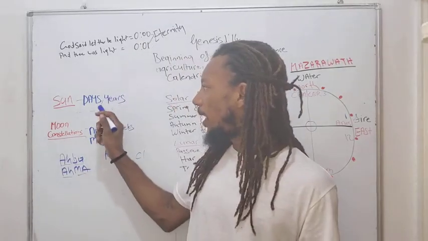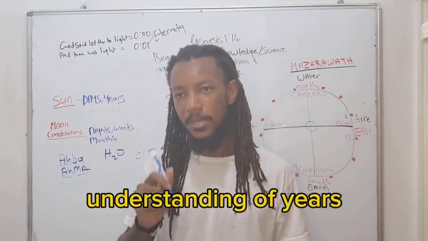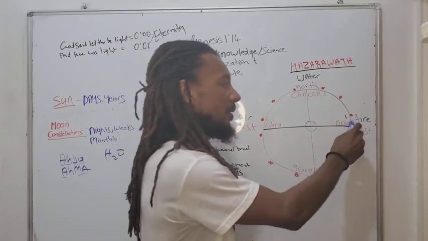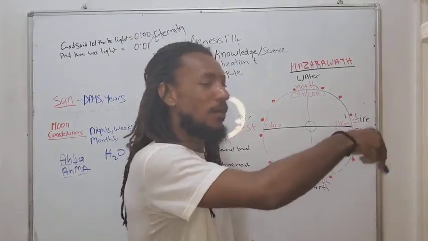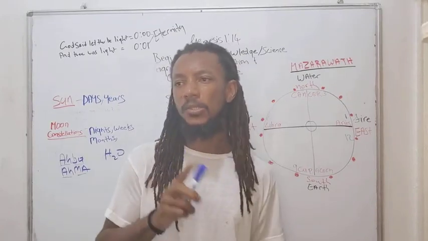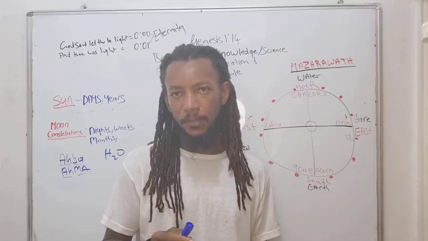Now, the next thing we're going to look at is years. Years come from the sun, right? So it has a starting point and it goes all the way around and completes a revolution. So you can say it does two revolutions, right?